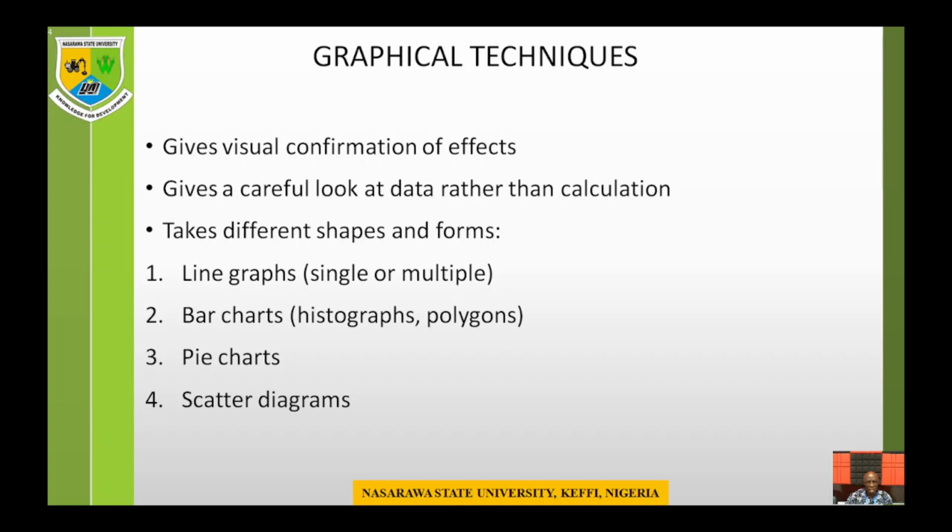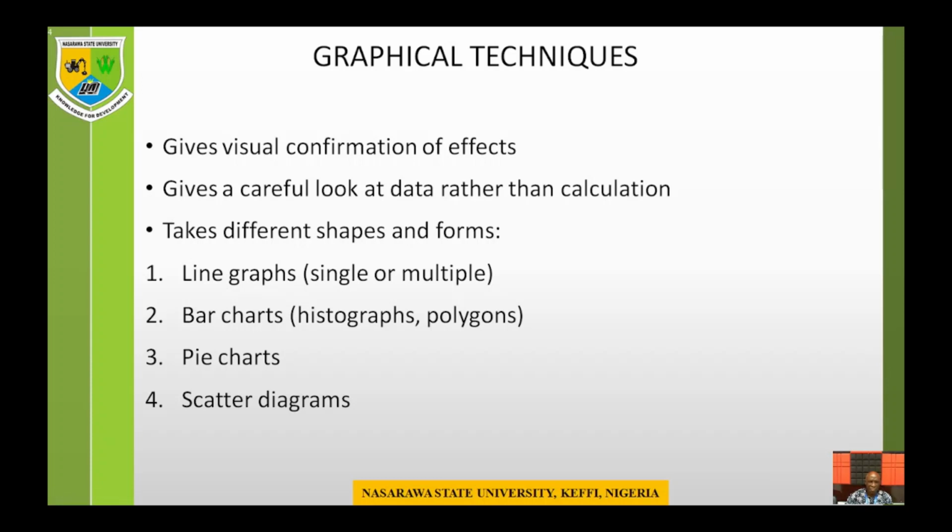This will give a careful look at data rather than using deep calculations. And that is why we said it is more visual, because when we take a careful look at the behavior of the variables on a graph or on a chart, we will be able to know if a relationship exists, if one can affect the other. And graphs and charts will usually take different shapes.